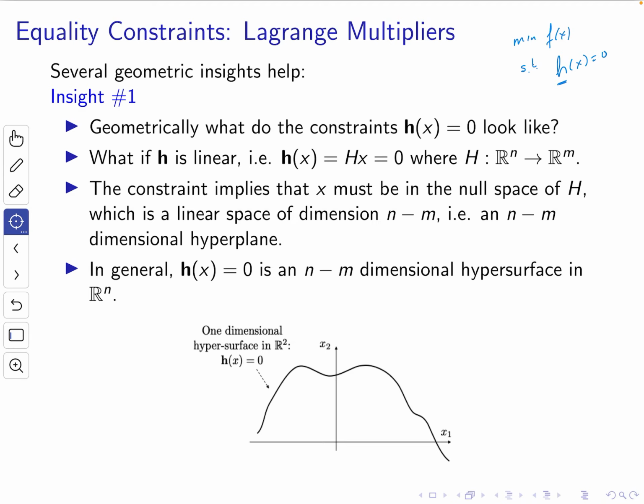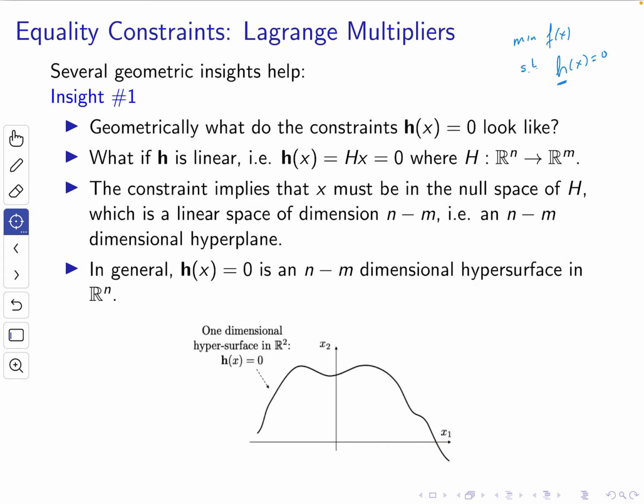Remember, the range space of h transpose is going to be m-dimensional. And so, assuming it's full rank, this would be a linear subspace of dimension n minus m. Or it's an n minus m dimensional hyperplane. In general, h of x will be an n minus m dimensional hypersurface. For example, what do we mean by hypersurface? If this is x1, x2, here's a one-dimensional hypersurface.